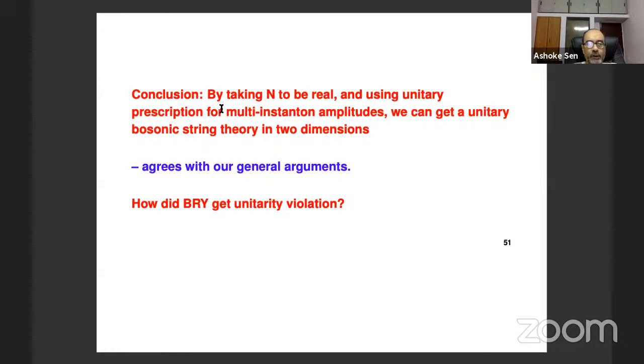So this is the conclusion. By taking n to be real and using unitary prescription for multi-instanton amplitudes, we can actually get a unitary bosonic string theory in 2 dimensions. So this, of course, agrees with our general arguments. Now the question is, how did BRY get unitarity violation in their analysis?